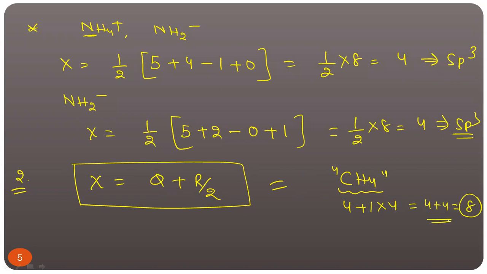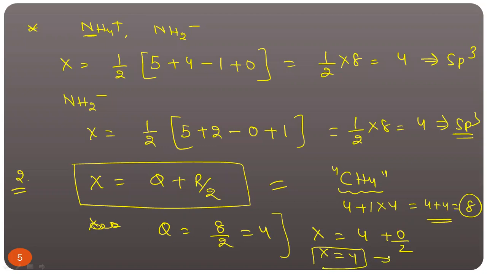If the total number of valence electron exceeds 8, then divide it by 8. But if the total number of valence electron does not exceed 8, then divide by 2. So q is equal to 8 divided by 2, that is equal to 4. Any remainder? No remainder. So x is equal to q value 4, no remainder, so 0 by 2. So x is equal to 4. If x is equal to 4, then hybridization is sp3. Wait for a moment. I will discuss each and everything again.